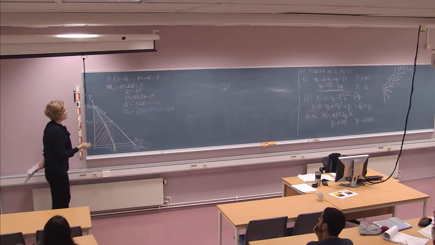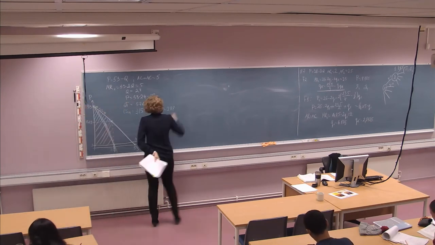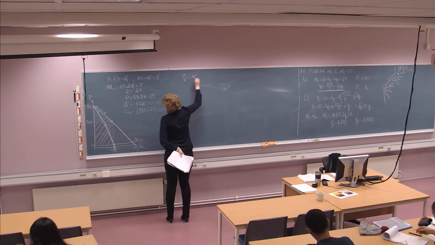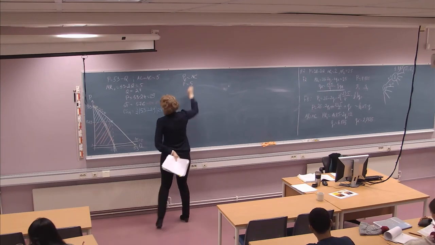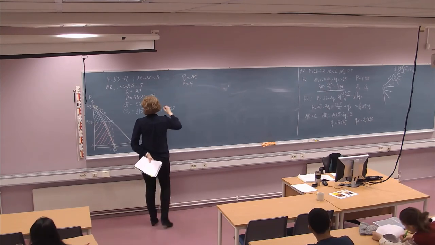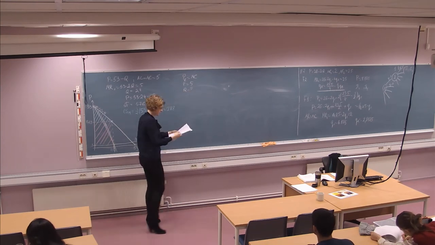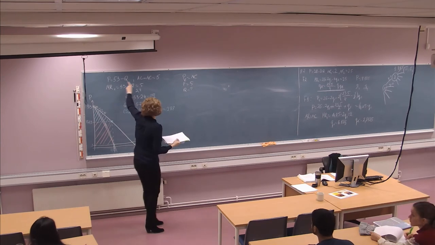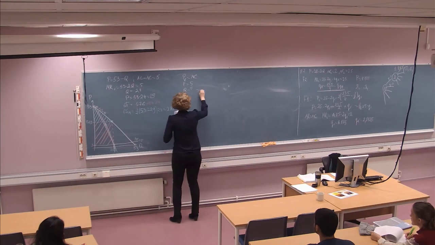Then I say, okay, what if I have perfect competition on the market? Suddenly the competitive price is equal to marginal costs, yeah? So price on the market now is equal to 5. If price is equal to 5, what is the Q? Guys, look here. Right, Q is equal to 48.